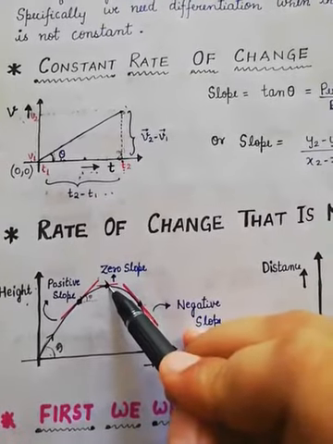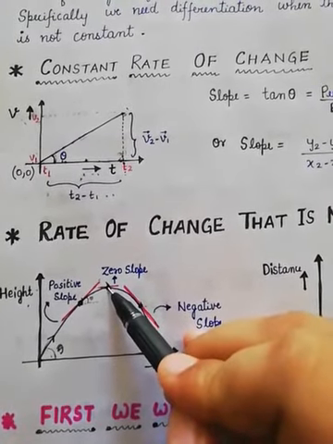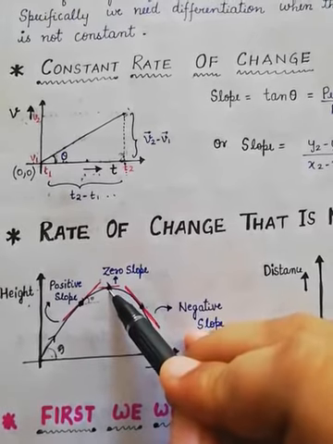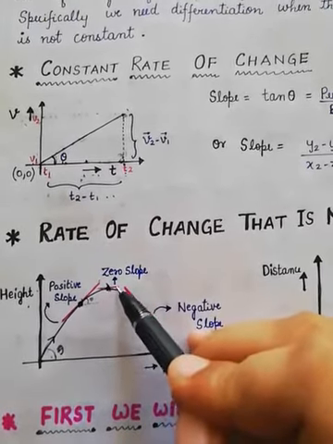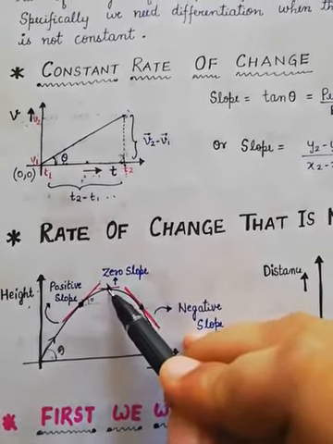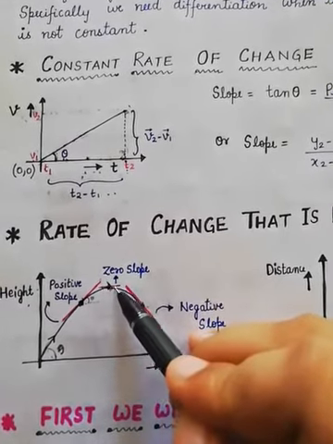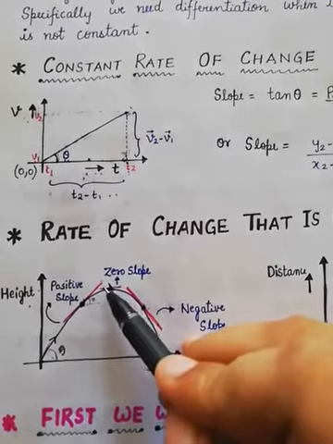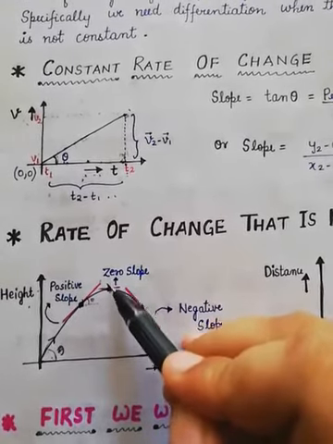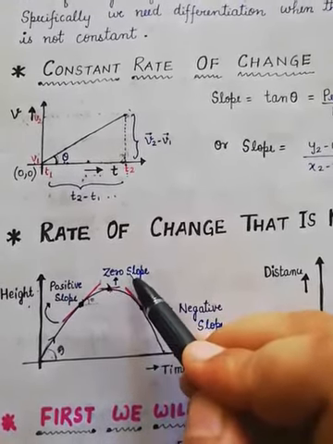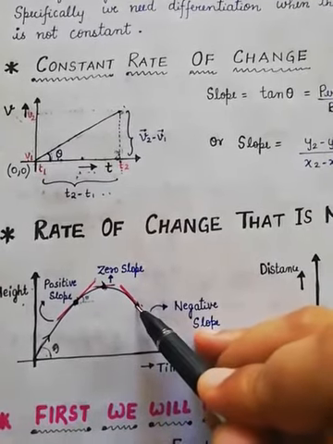Now look at this point. Again, in order to find the slope at this point, you have to draw a tangent. This is the tangent at this point. Now with respect to the x-axis, how much is the angle made by this line? 0 degrees, because this is parallel to the x-axis. So what is the slope at this point? 0 slope.